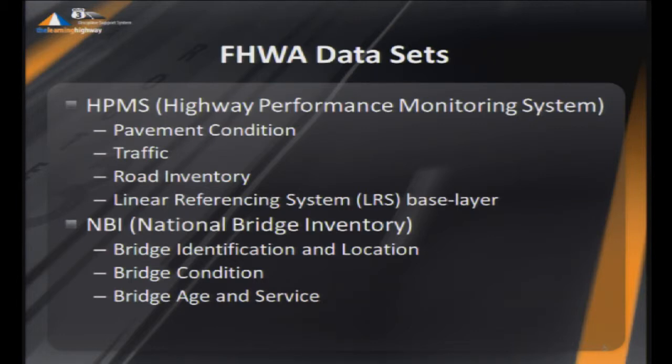The second system we're talking about integrating is the NBI, the National Bridge Inventory. Just like the HPMS on roads, this is the corollary system for bridges. It provides an inventory of all the bridges that exist in a state, as well as the condition, the age, and service of those bridges. It also has a geospatial component, but completely different from the other one. It's a lat-long single point as opposed to an LRS system. So NBI and HPMS are two of the major condition systems we're trying to integrate.